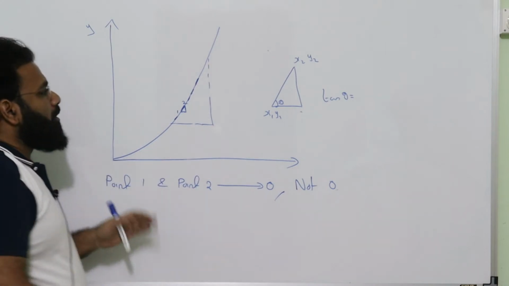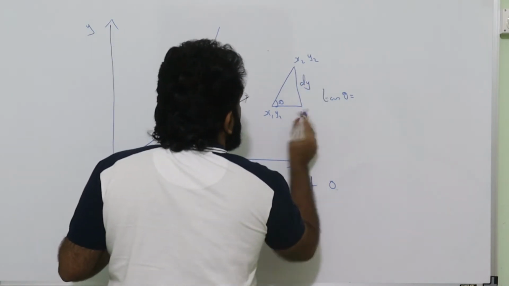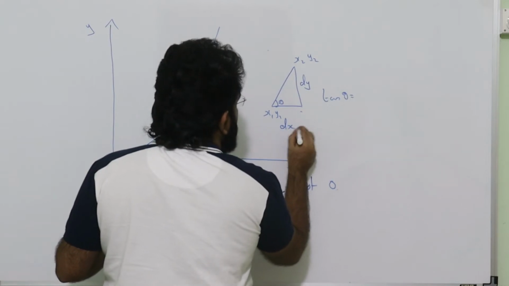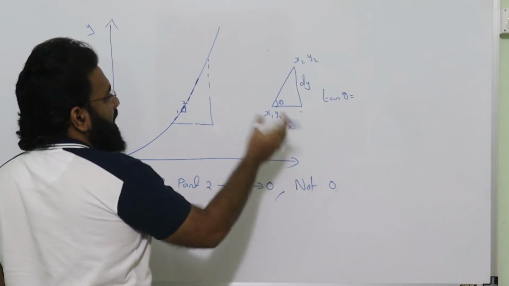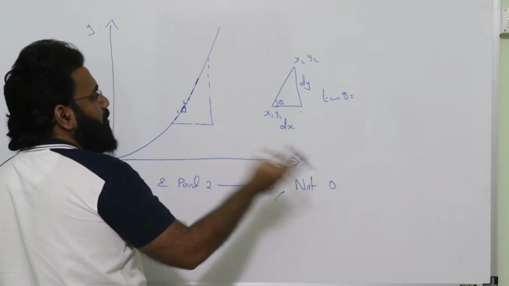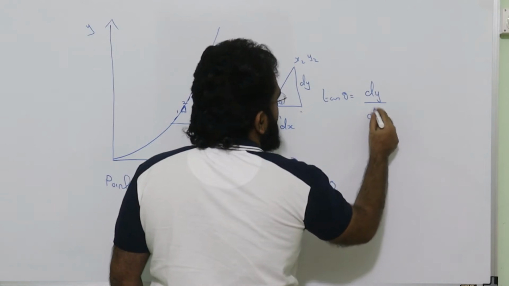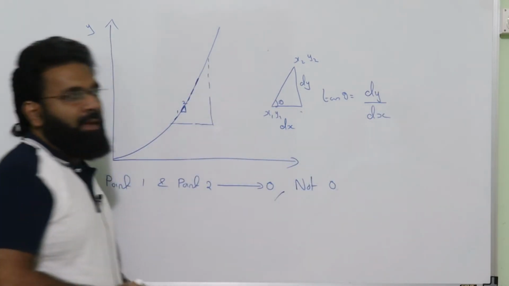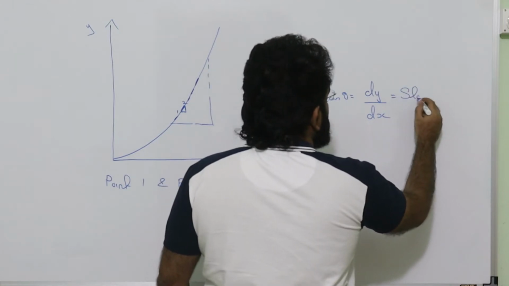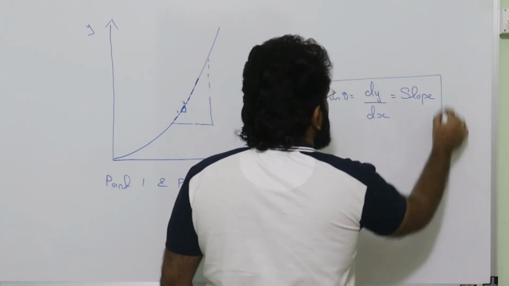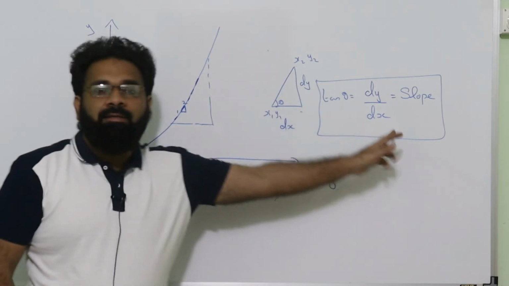Such short distances are called dy, and this distance is called dx. So instead of saying delta x, x2 minus x1, or delta y, y2 minus y1, this time we call it dy by dx. This is nothing but the slope. So dy by dx is nothing but slope.